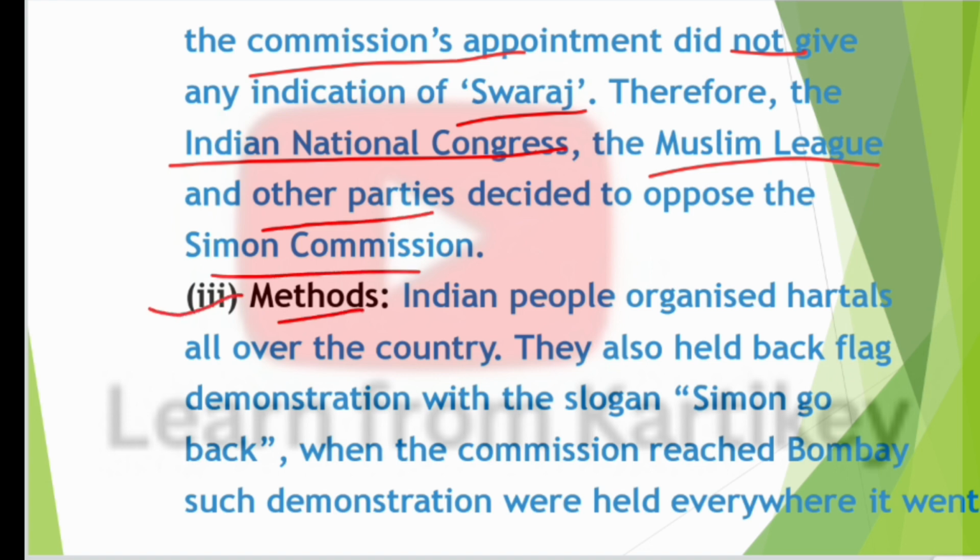Third, methods. Indian people organized hartals all over the country. They also held black flag demonstrations with the slogan Simon Go Back. When Simon reached Bombay, such demonstrations were held everywhere he went.